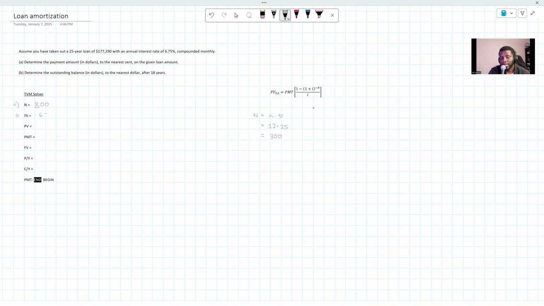Interest rate would be 6.75%. A cool thing about the TVM solver is that you do not have to convert your interest rate to a decimal. You can leave it as a percent. It's factored into the formula, so just put in the regular percent and it would compute it properly.